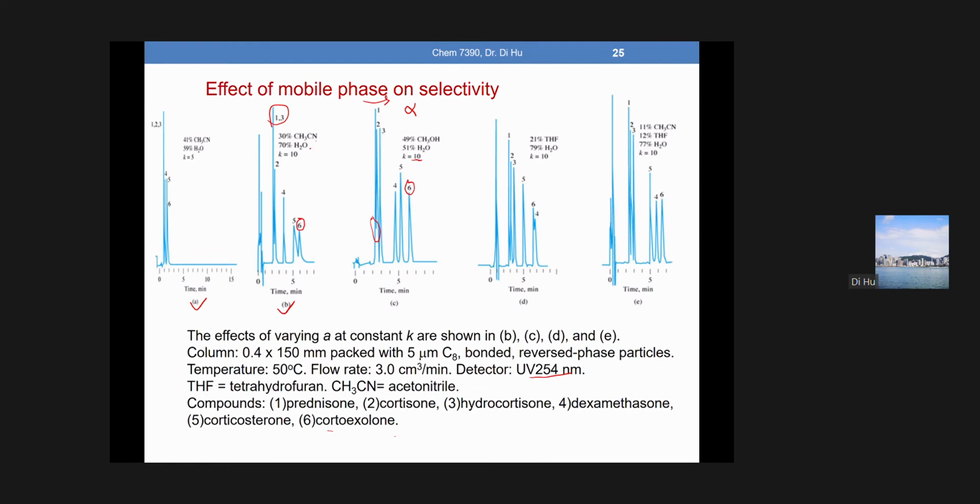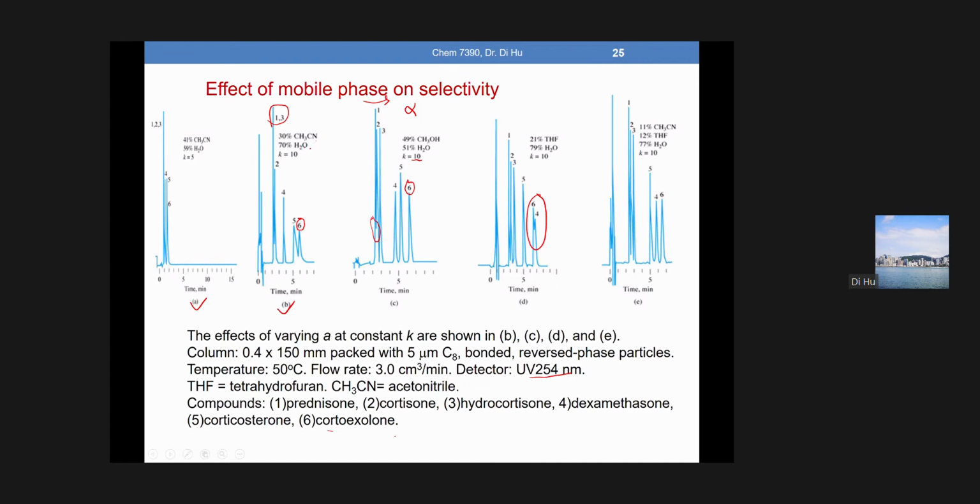So can we think about other ways? How about we change to another one? The next one is THF, right? So try changing to THF. Again, K is the same, just a different combination with 79% water and 21% THF. But still we see 1, 2, 3, 5, 6, 4, and then the problem becomes peak 4 and peak 6. Okay, so still not good.